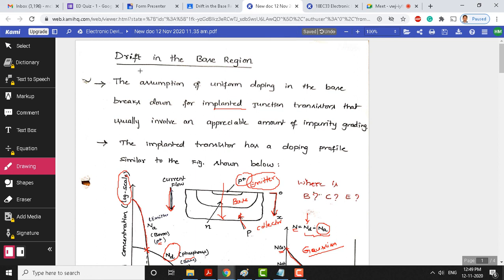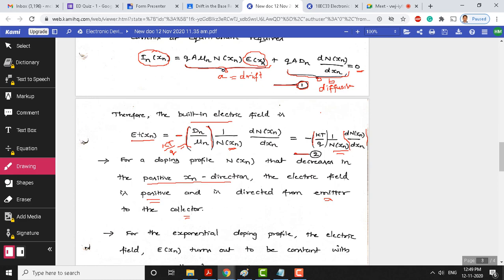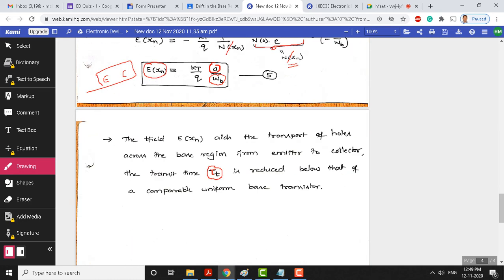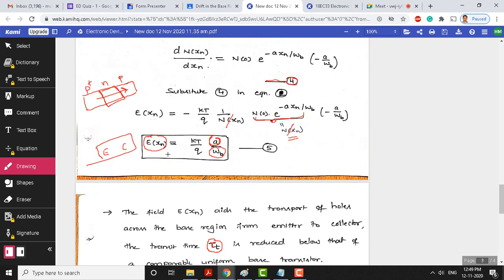The whole idea here is you want to understand how charge carriers get drifted within the base region. What makes the charge carriers drift within the base region? For that we have shown the electric field as a function of the distance. That is what we have shown as a mathematical equation here, and finally we said that this electric field is responsible for the drift of charge carriers within the base region here.